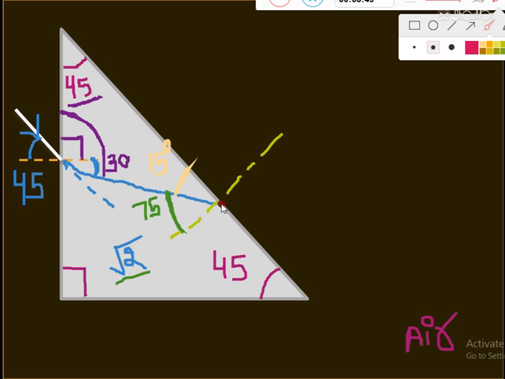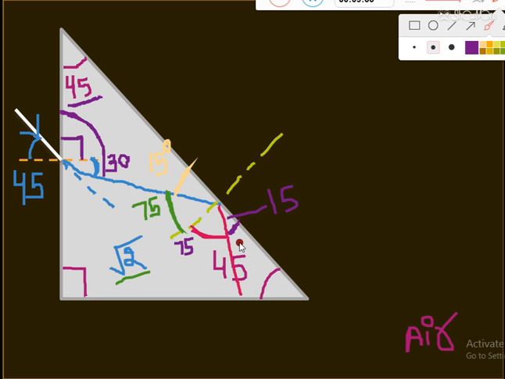Wait, this is 75 degree. This angle is 75 because the next angle will be more than 90. So that's why I am drawing this again. So this is 75. This remaining angle will be equal to 15 degree. Now students, you have to concentrate on this page. This is 15. This is 75.